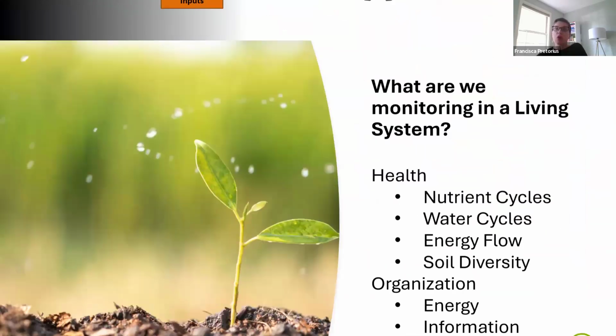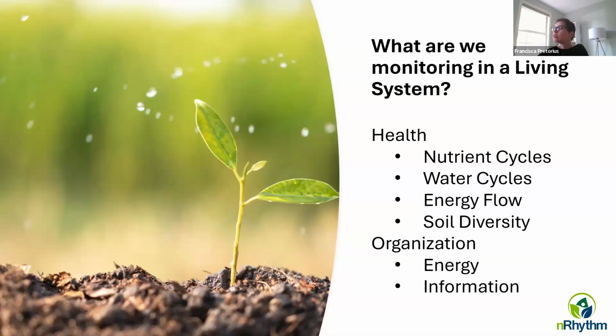So when we do that, what are we monitoring in a living system? If you have a vegetable garden, what do you look at? Or a flower garden, you're going to plant something and you're going to make sure that the soil looks good, that the water is good, that there's enough sunlight, that nutrient cycles are good. And we translate that in an organization as energy. As I said, that's the people, and information, that's the nutrients. How does information flow within the organization?